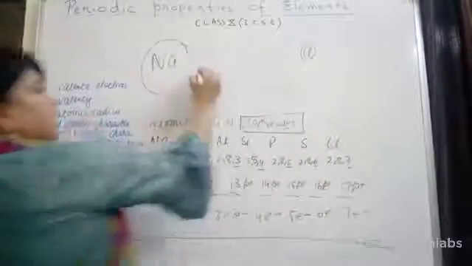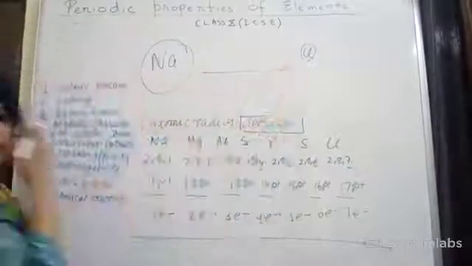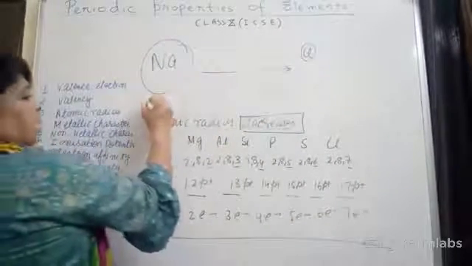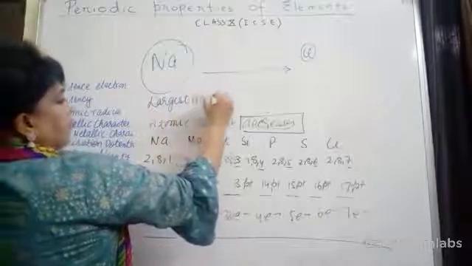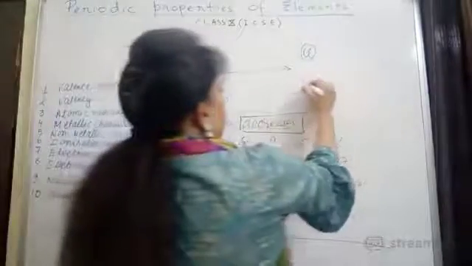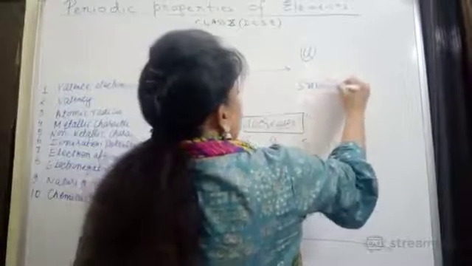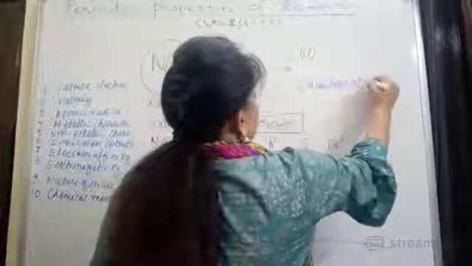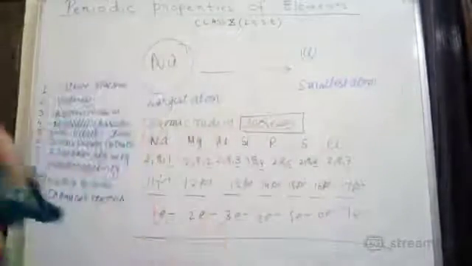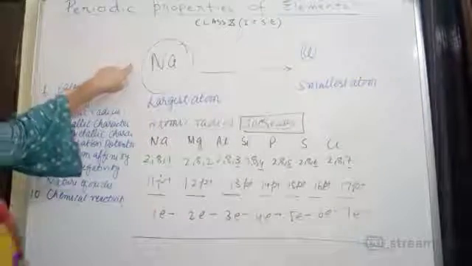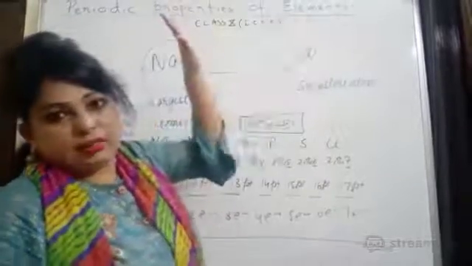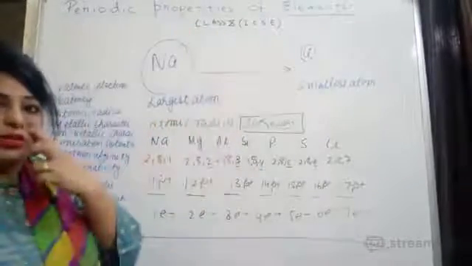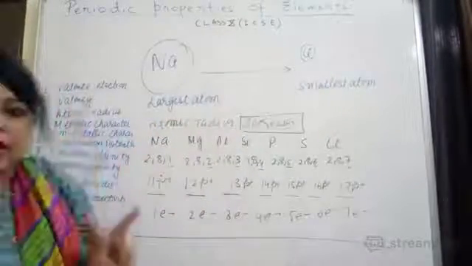So it means atomic size decreases, right? This is the largest atom, and this will be the smallest atom in the same period. So in the third period, sodium is the largest atom and chlorine is the smallest atom. You have understood? So we have understood the two factors which can affect the atomic radius.